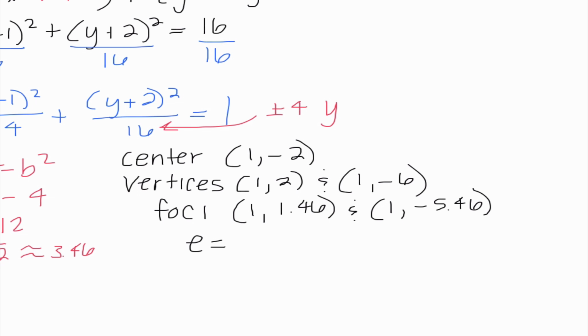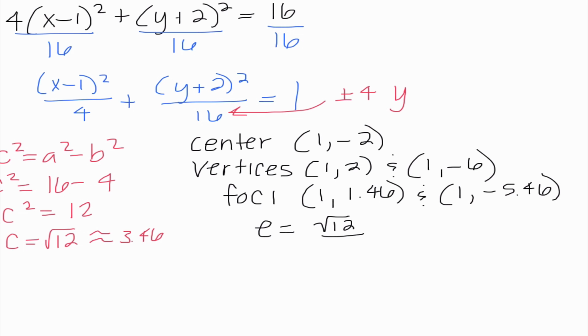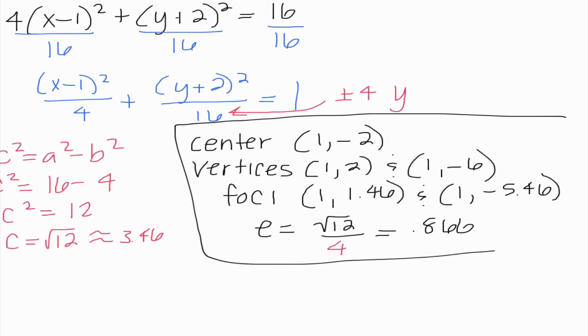Lastly, my eccentricity is c, which was radical 12. And the reason why I'm using radical 12 there instead of 3.46 is because we just want to be as exact as possible. And the square root of the bigger denominator, so the square root of 16, which is 4. So I end up getting 0.866. So these are our characteristics.